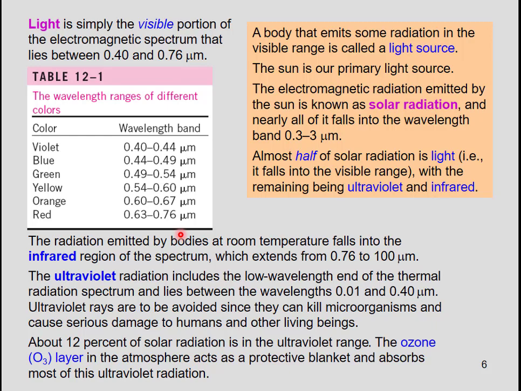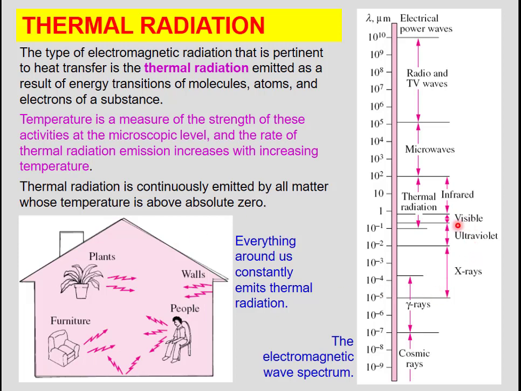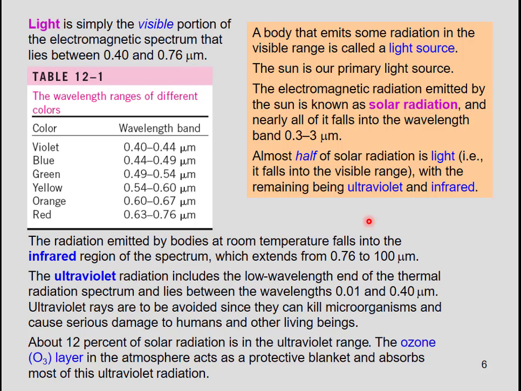And I told you about the light. Light is only the visible portion of the electromagnetic spectrum that lies between 0.4 and 0.76 micrometer. Let's go back. You can see here, this visible part, 0.4 to 0.76 micrometer of this electromagnetic spectrum, goes for the light.